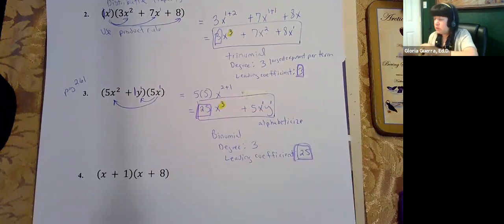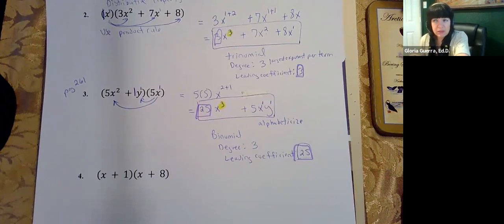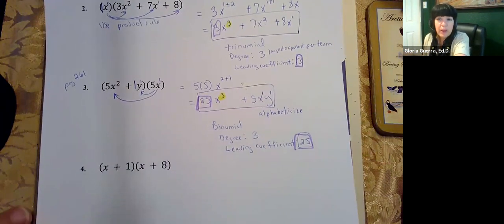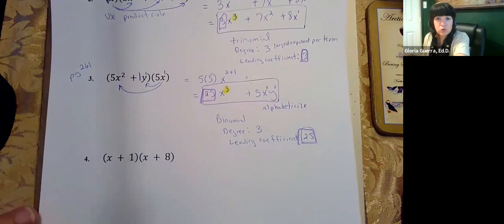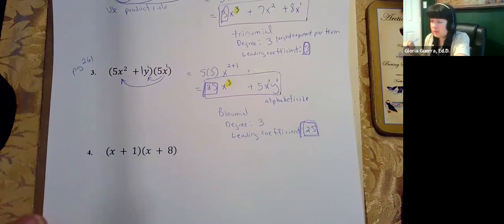All right. So those are a review just to get warmed up. And then the new ideas come with FOIL and the box method. You're multiplying a binomial times a binomial, and a binomial times a trinomial. So those are the new concepts in 12.6.